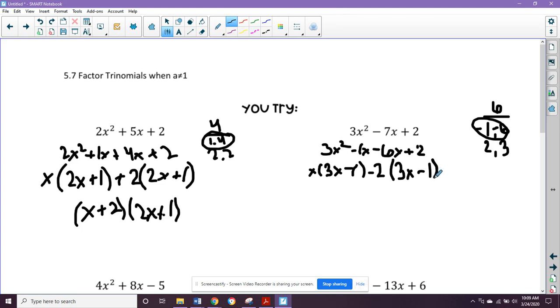So our two binomials inside our parentheses match. We have 3x minus 1 for both. So we rewrite the terms on the outside, x minus 2, and then rewrite one of the parentheses. And then you've factored it.